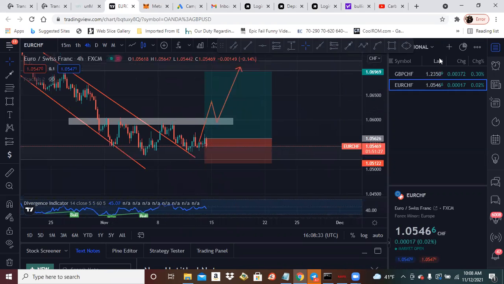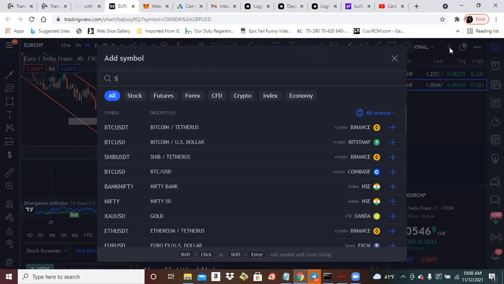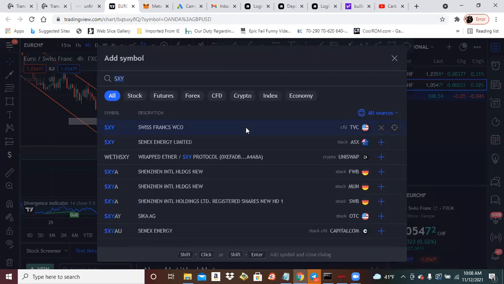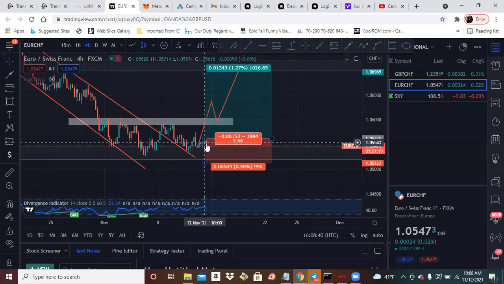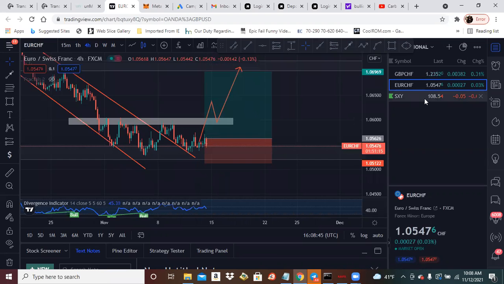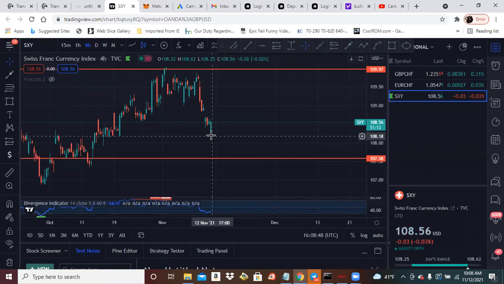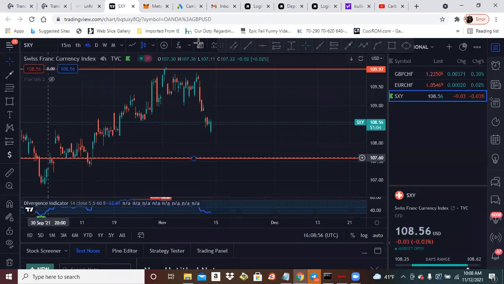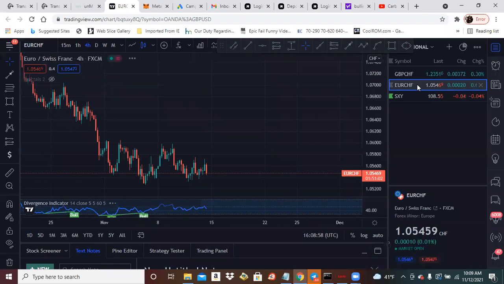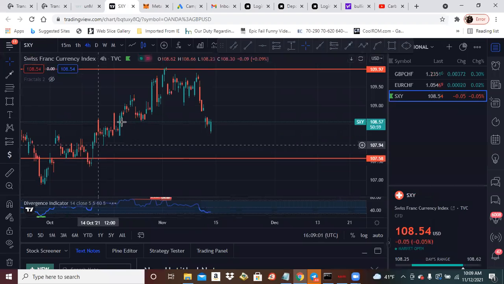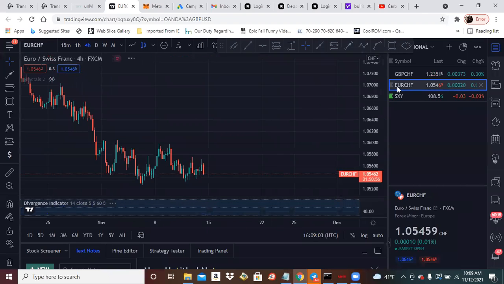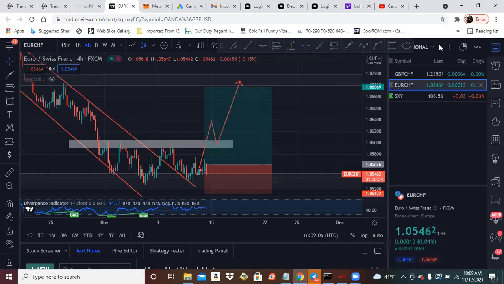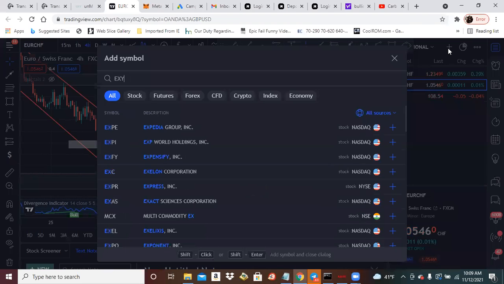Chef actually, was it a CXY? Chef had gained some strength today. So you see that red candle right there? That red candle means Chef was strong. Well, let's look at Chef. And there you go. Chef has a bull candle, which made that move. And even look at Euro Chef and Chef, they're complete opposite of each other. Can you see it? One is coming down to drop and one is trying to go up.